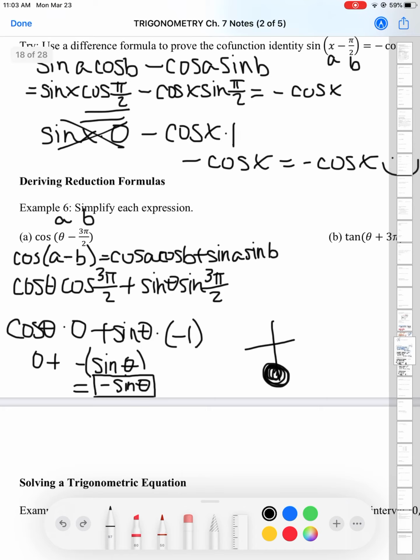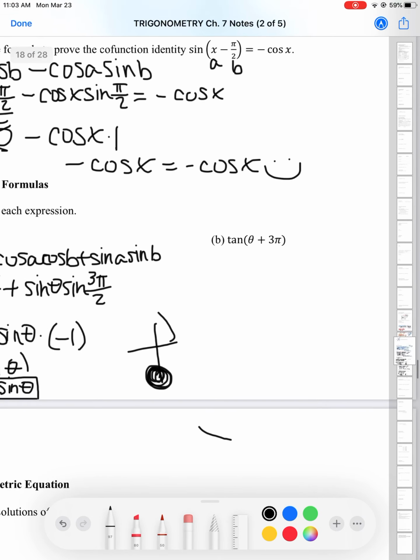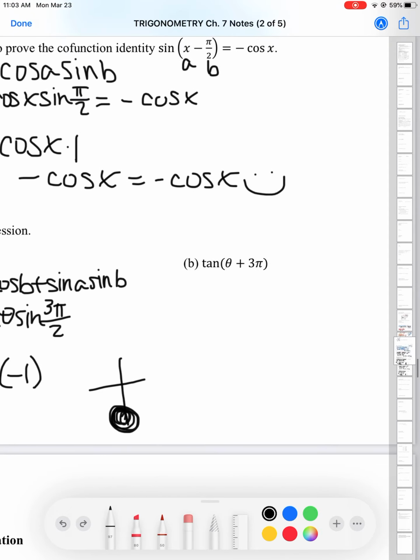Now we've got a tangent one. Remember, if I'm going too fast, you can actually pause me. I know I'm sounding like a broken record here, but now we've got a tangent one. This is tangent A plus B.